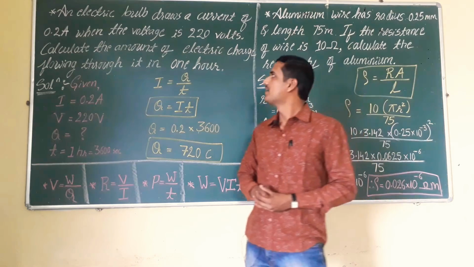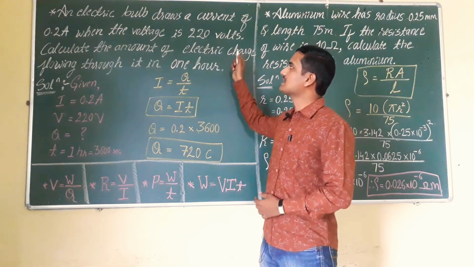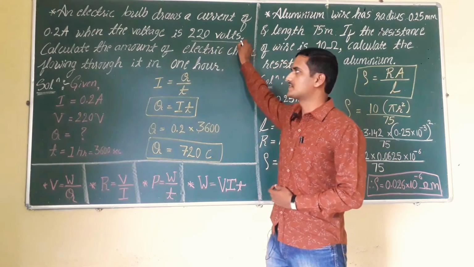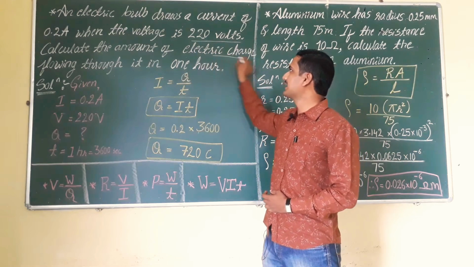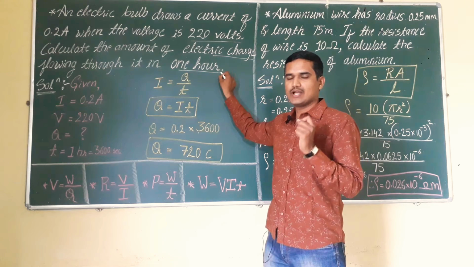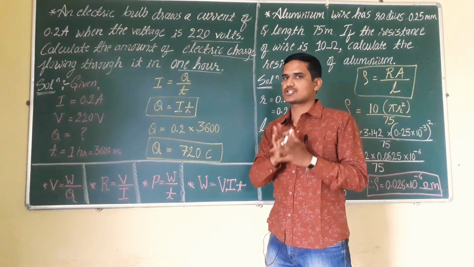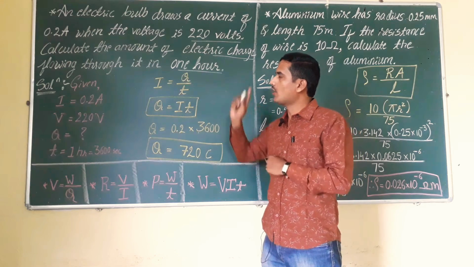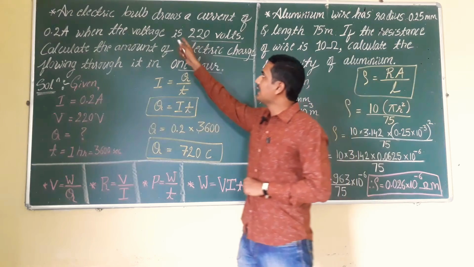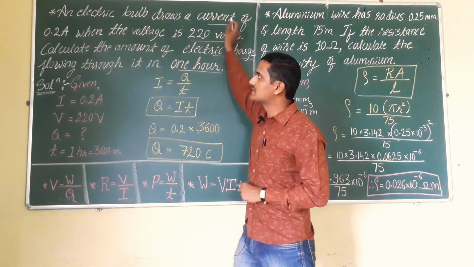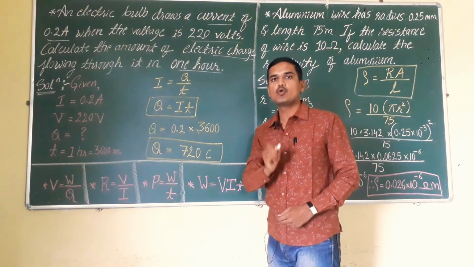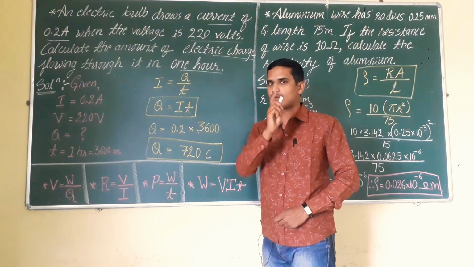The first question is, an electrical bulb draws a current of 0.2 ampere when the voltage is 220 volts. Calculate the amount of electrical charge flowing through it in 1 hour. When solving the numericals, understand the question properly. There is one electrical bulb and it draws a current, the value given is 0.2 ampere. 0.2 ampere of current is drawn by one bulb.